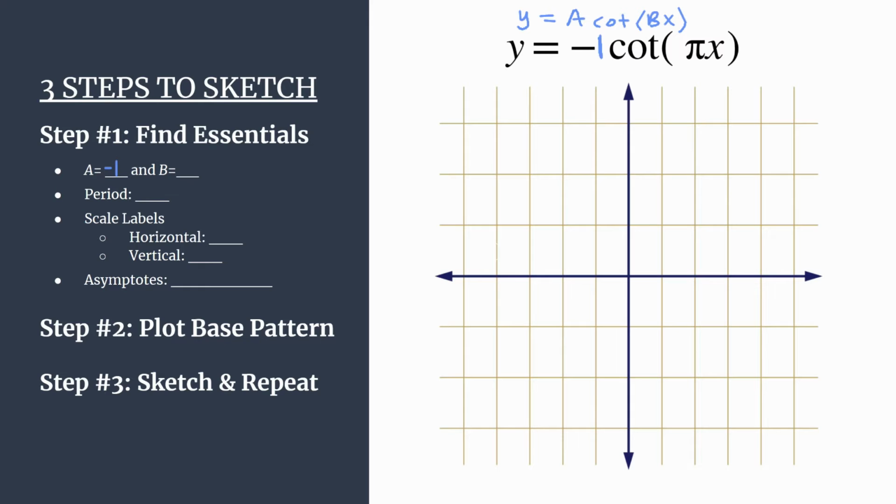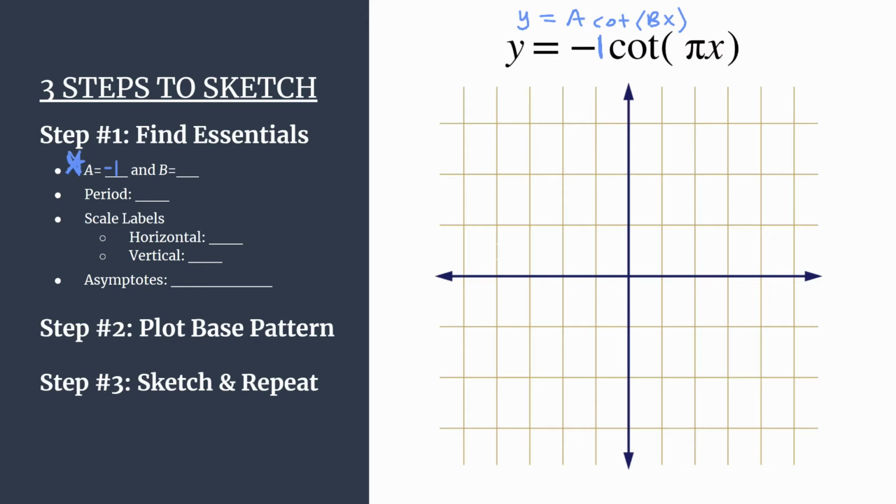I also like to go ahead and make a star here since we have a negative value. The parent cotangent pattern, we'll see as we graph this, is going to be flipped. So I just like to put that star there to remind myself that there will be a vertical flip, or a flip over the x-axis, from the typical cotangent graph. All right, so more on that later.